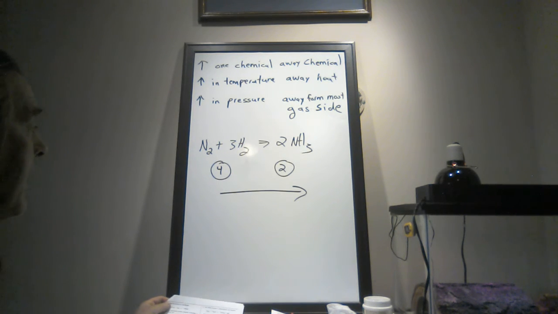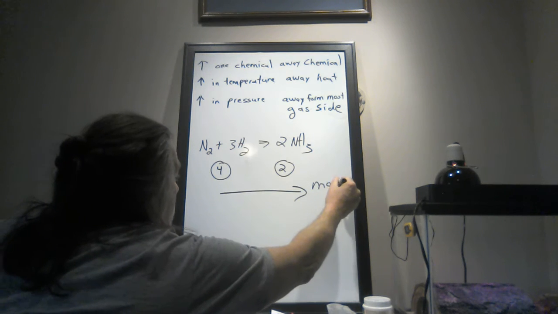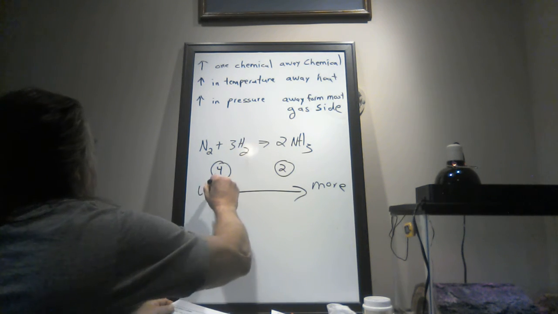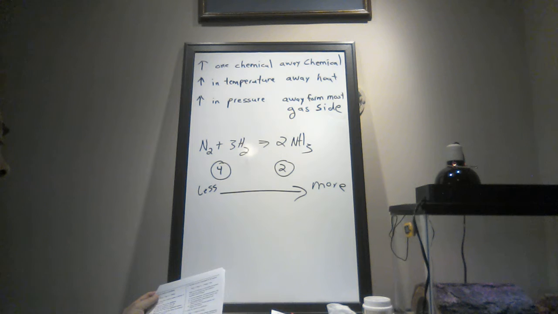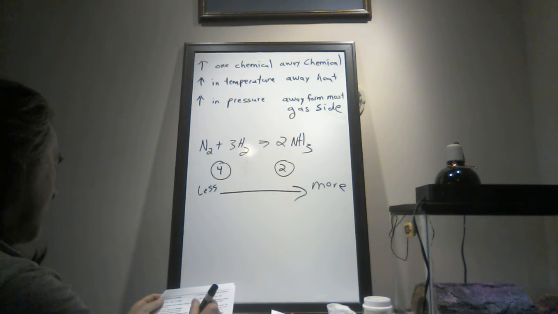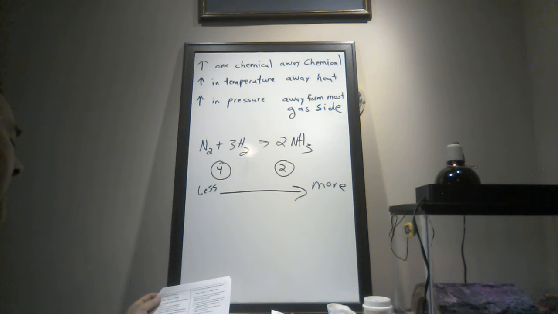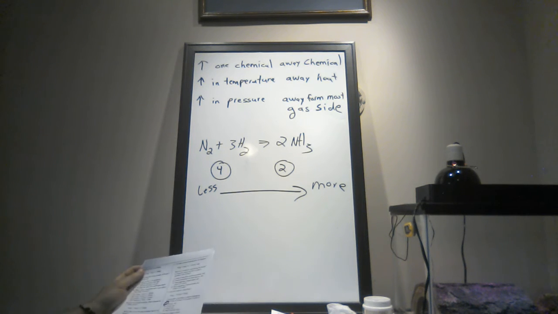So shifting to the right, this side is more, these become less. There's going to be an increase in the number of moles of the NH3 only. N2, H2 will both decrease. They will not increase.